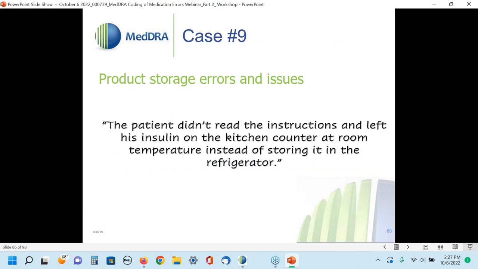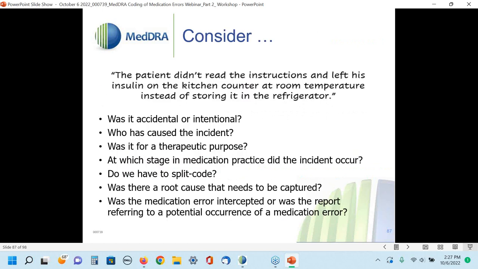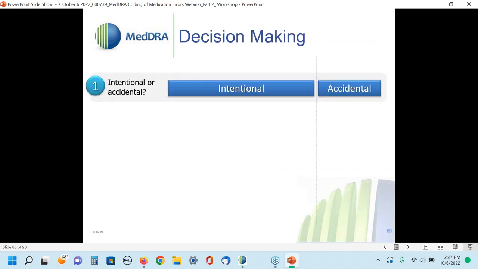Okay. One last one. The patient didn't read the instructions and left his insulin on a kitchen table at room temperature instead of storing it in the refrigerator. Patient didn't read the instructions, left the insulin on the table at room temperature instead of storing it in the refrigerator. Decision making.